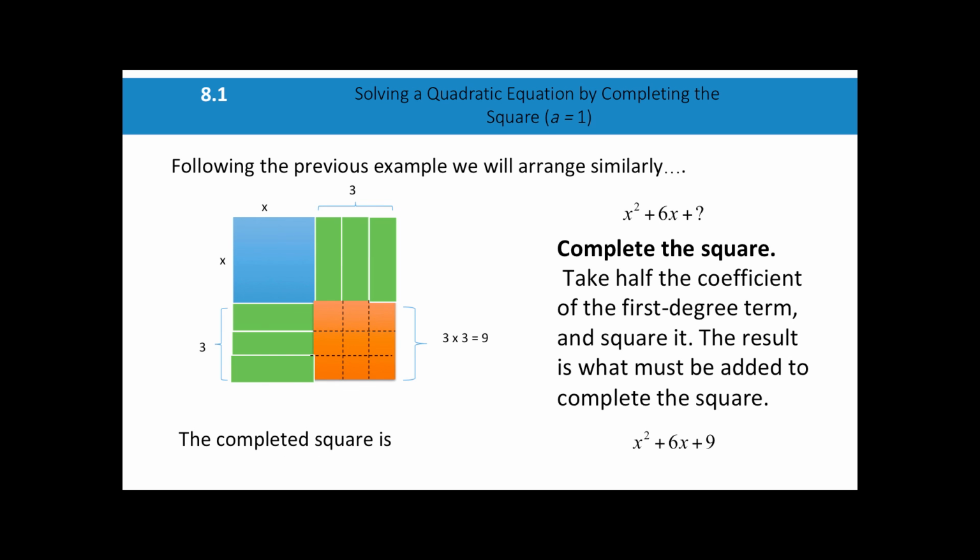The completed square is, so how has our size changed? It went from x to x plus 3, and x plus 3. So the completed square is x plus 3 squared.